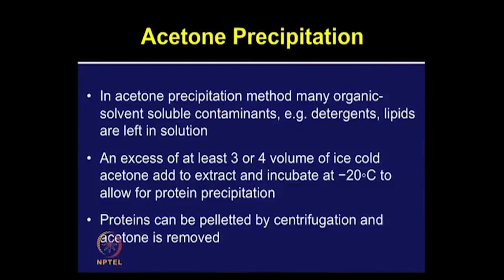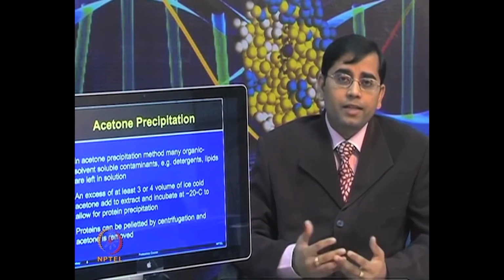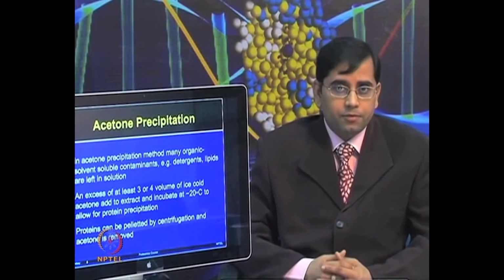You add an excess of at least 3 or 4 volumes of ice cold acetone to your extract, incubate it at -20 degrees for 1 to 2 hours and allow the proteins to precipitate. By performing this step, the proteins can be pelleted down during the centrifugation step, and then subsequently you can remove the acetone and dry it out. So, acetone precipitation is a very easily performed method and it is very effective.